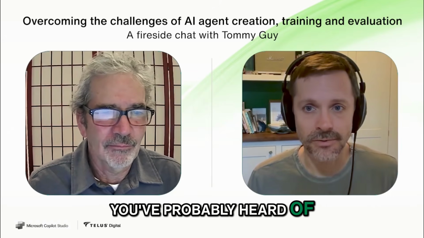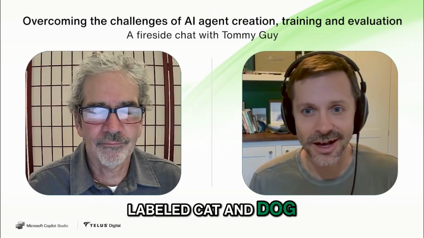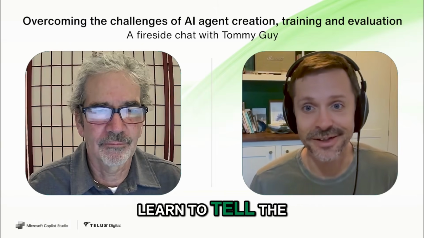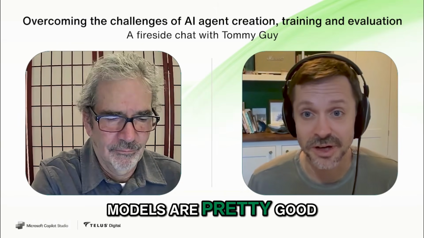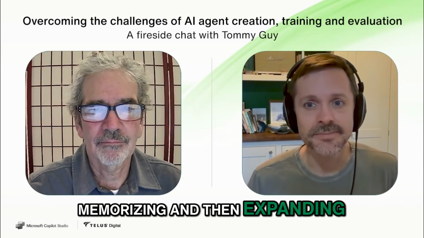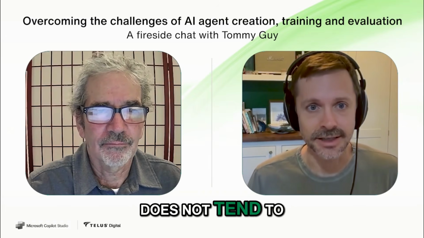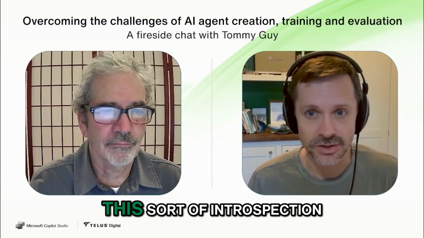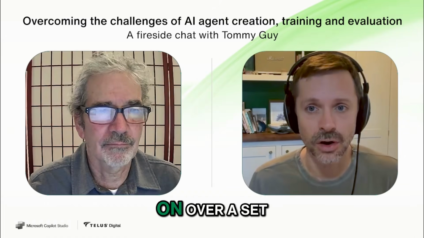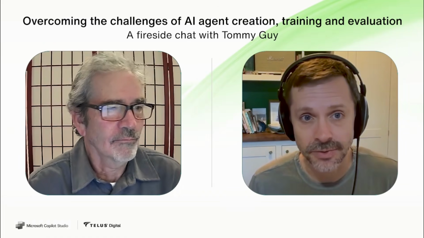You've probably heard of what we call supervised fine tuning. We have a bunch of pictures and they're labeled cat and dog, and you give them to a model and say, learn to tell the difference between a cat and a dog. Models are pretty good at this. But this is essentially memorizing and then expanding on the patterns in your training data. This does not tend to teach the sort of creativity, the sort of introspection over a set of APIs that we need. So we use what's called reinforcement learning, right?